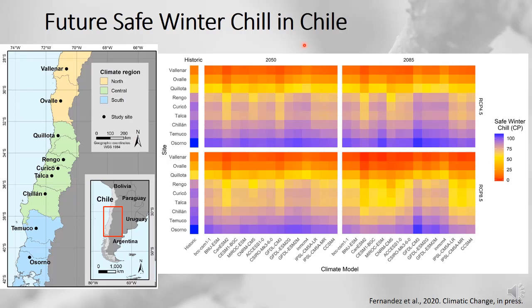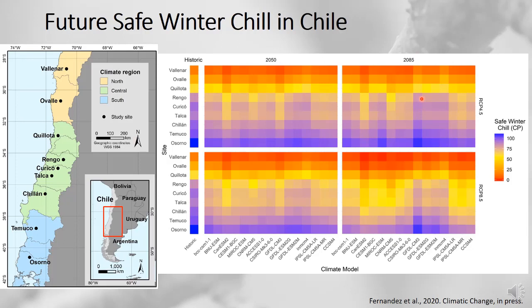And what you see here is this temperature gradient going from Vallenar here in the north all the way to Osorno, which is in the very south of this study region. You can see a clear gradient, so the safe winter chill is indicated by this color scheme here, with blue meaning a lot and red meaning very little. You can see this gradient clearly reflected in the chill levels that we see. And for the future, we see roughly the same pattern preserved, but we do see some changes in color by 2050 and by 2085.